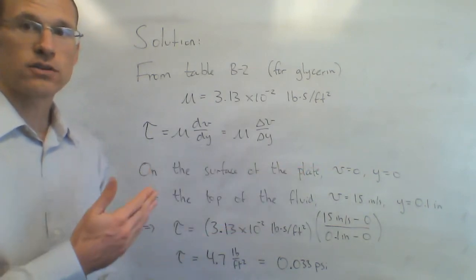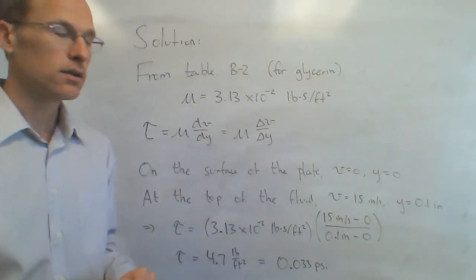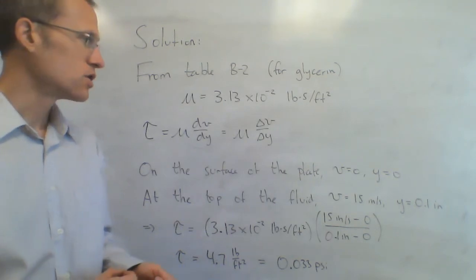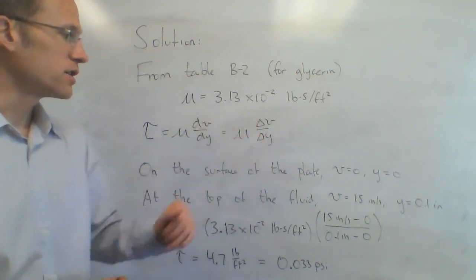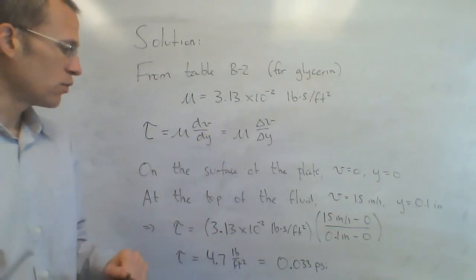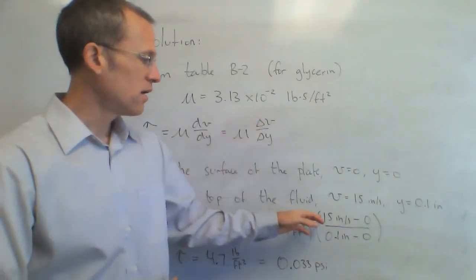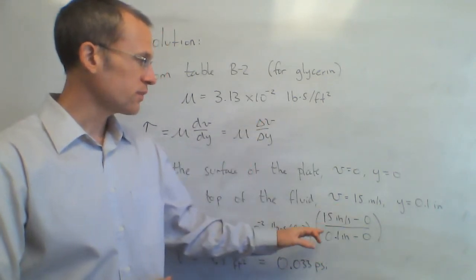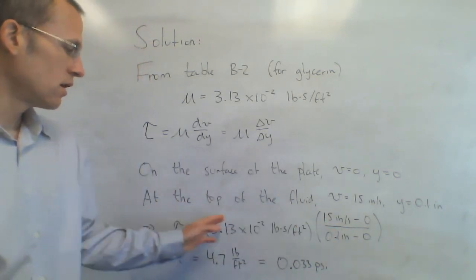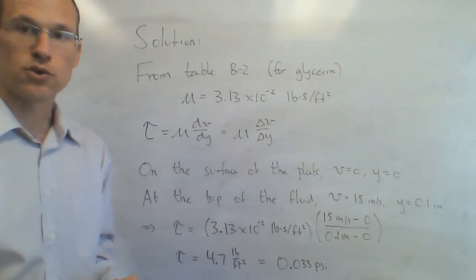Then at the top of the layer, I know that my fluid is going 15 inches per second, and my height at that point is 1/10 of an inch, 0.1 inches. So I can use that to find the change in velocity over change in height. Shear stress, tau, equals viscosity, 3.13 times 10 to the negative 2 pounds second per feet squared, times change in velocity, 15 inches per second minus 0, over change in height, 0.1 inches minus 0. That gives me a total shear stress of 4.7 pounds per square foot.